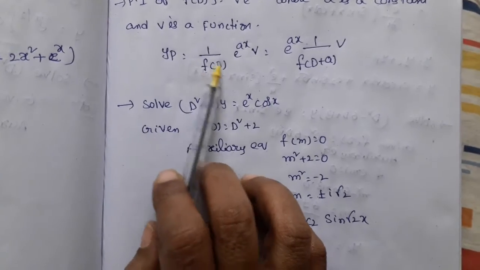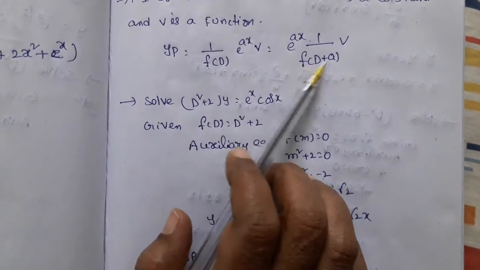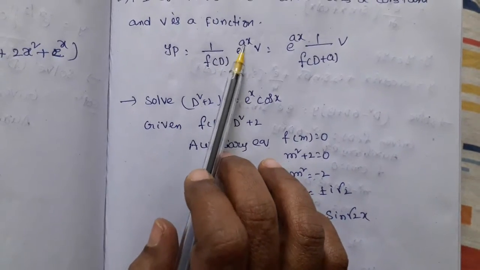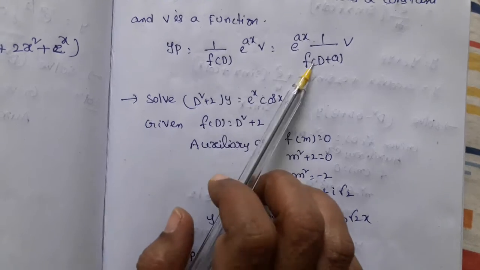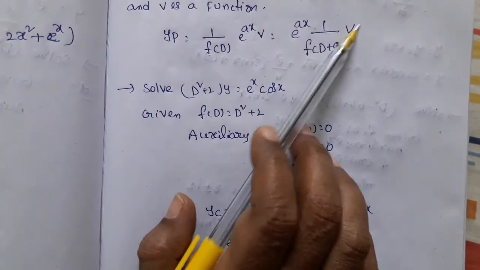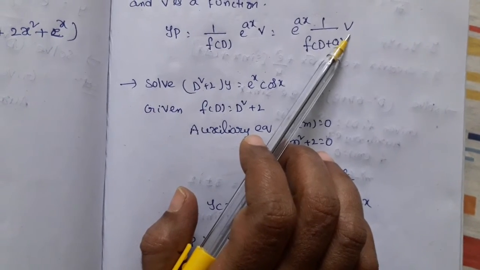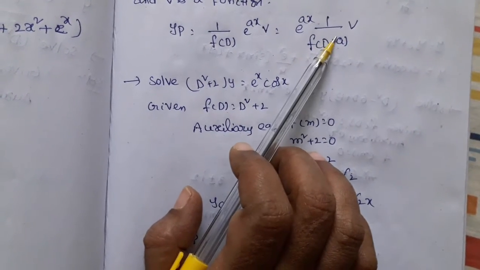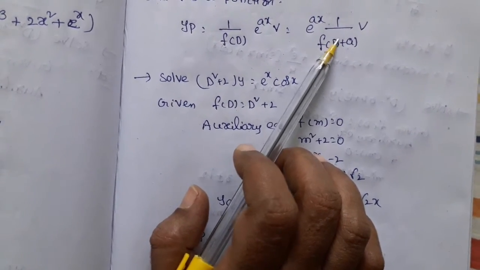So in place of D, we have to replace the coefficient of x, that is D plus a. Suppose the coefficient of x is 2, replace D with D plus 2. Suppose the coefficient of x is 1, replace D with D plus 1. So if v is a polynomial, we have to take the least power common and reduce it into the form (1 plus D) whole inverse or (1 minus D) whole inverse, in any form.